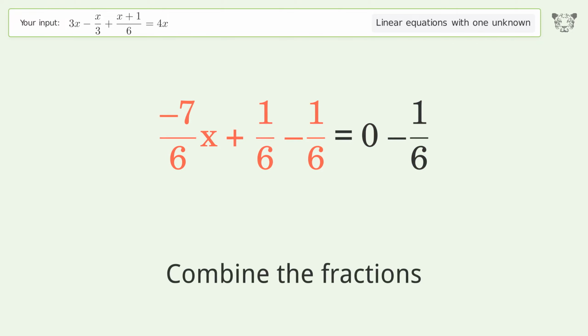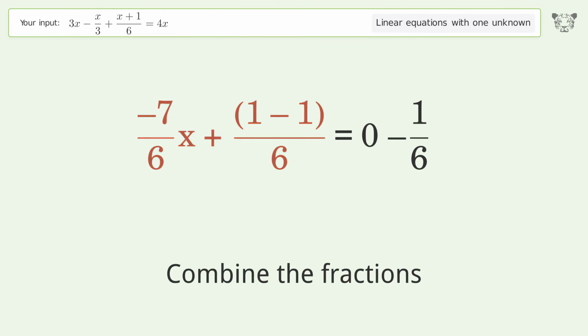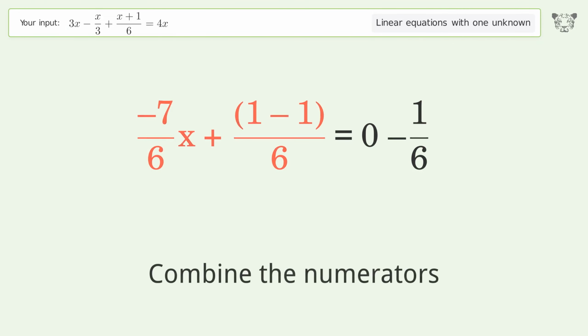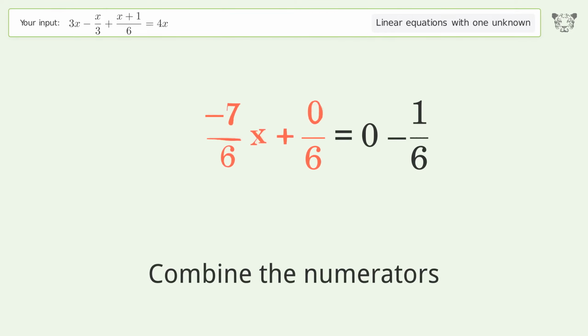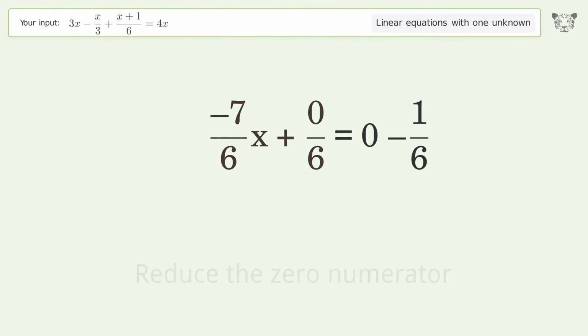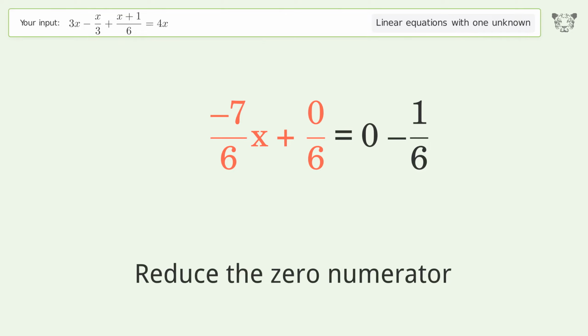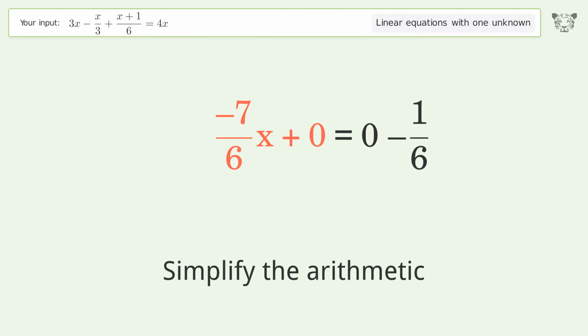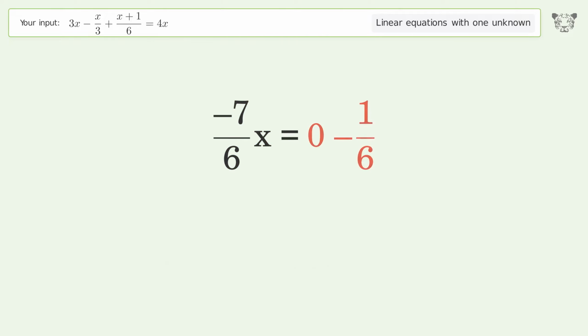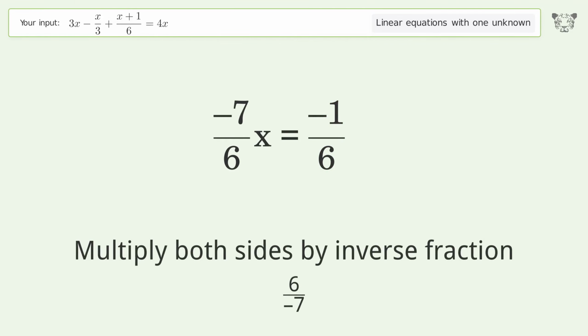Combine the fractions. Combine the numerators. Reduce the zero numerator. Simplify the arithmetic. Isolate the x. Multiply both sides by inverse fraction 6/7.